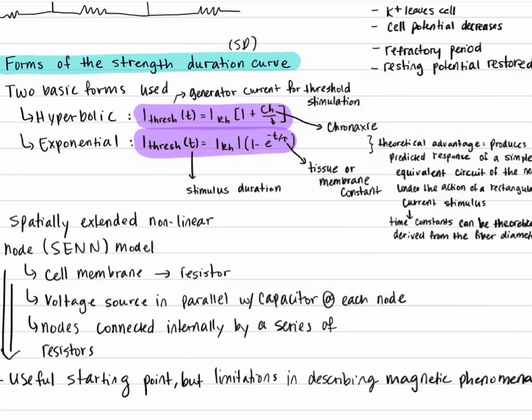the idea is that we have the threshold for the generator current to see any kind of stimulation, and that's in terms of the rheobase current and then the chronaxie, or in terms of a tissue or membrane constant for the exponential model.